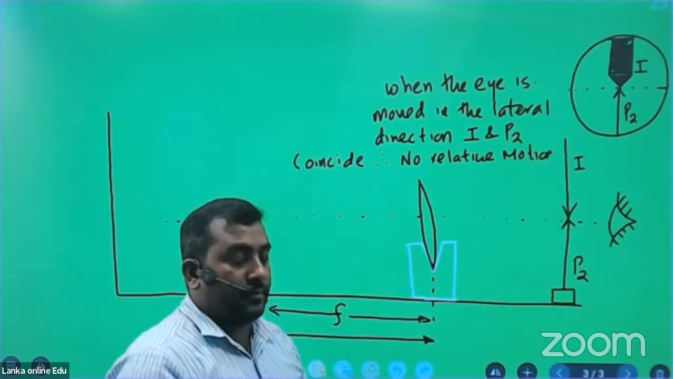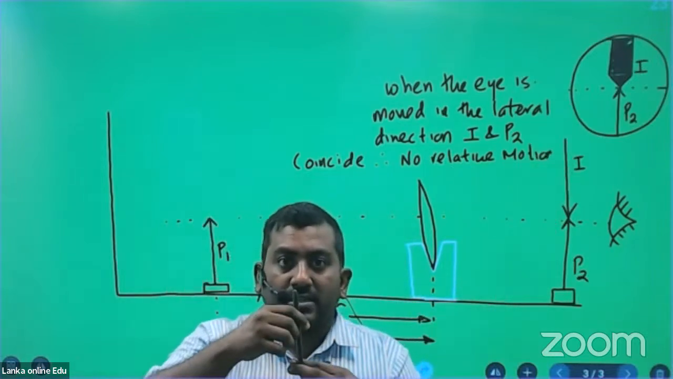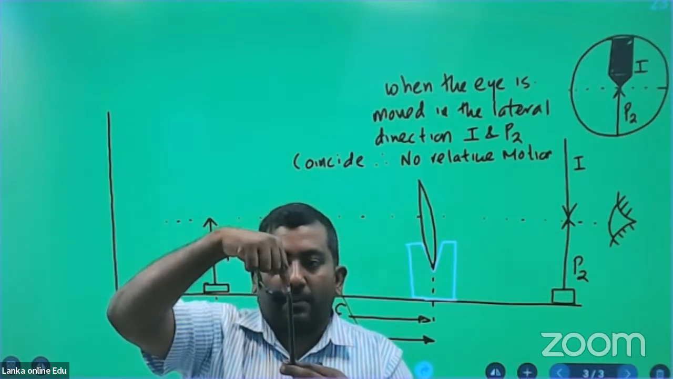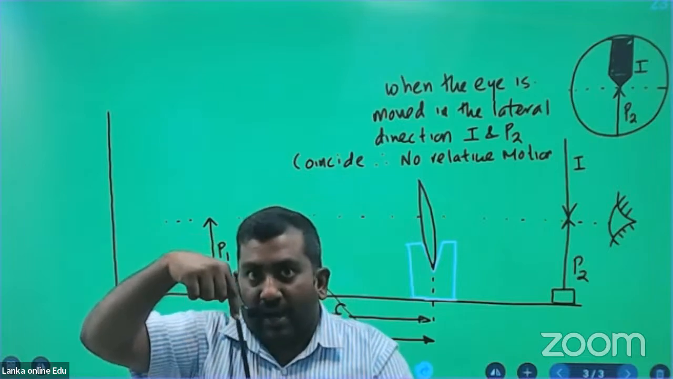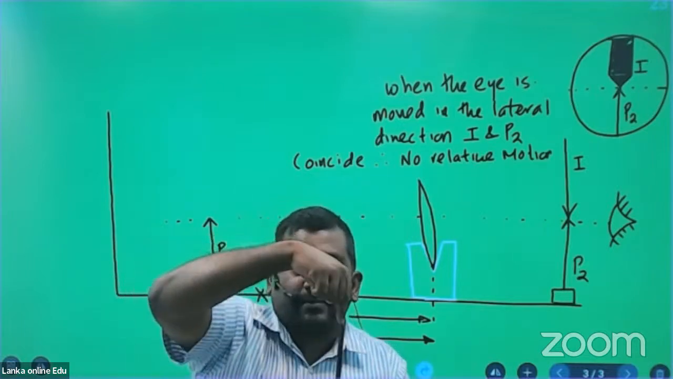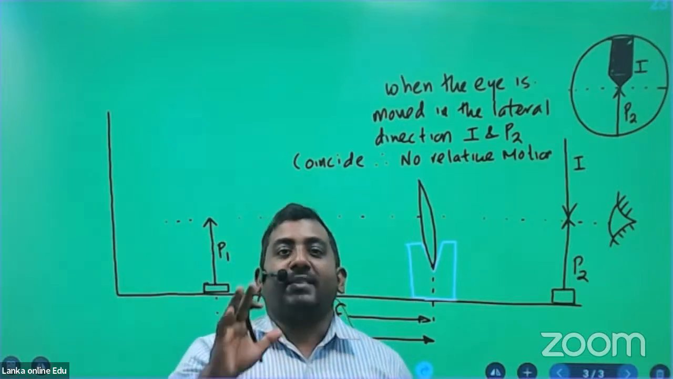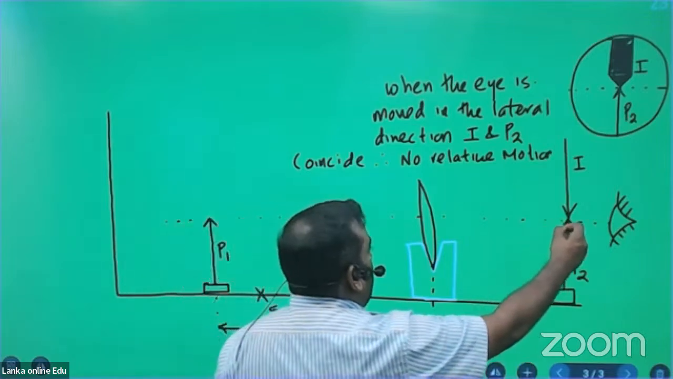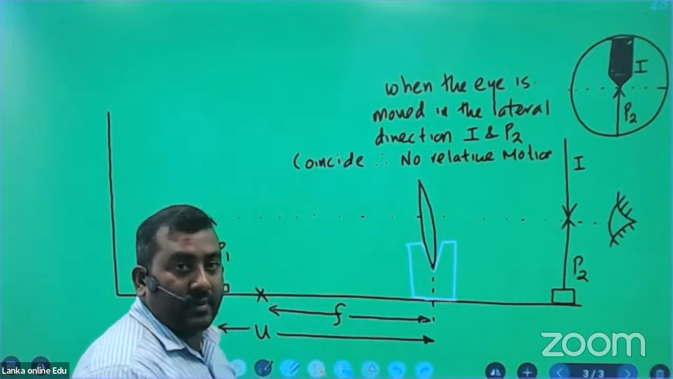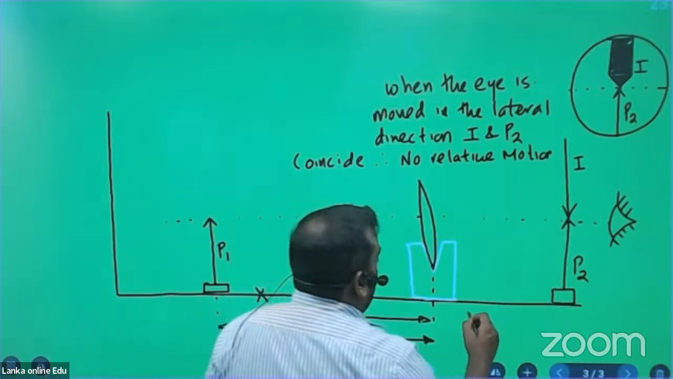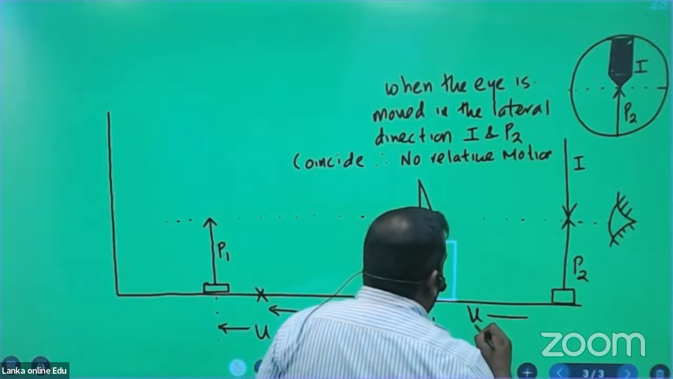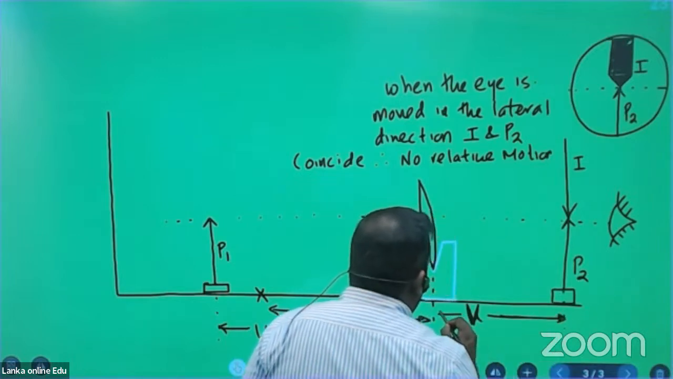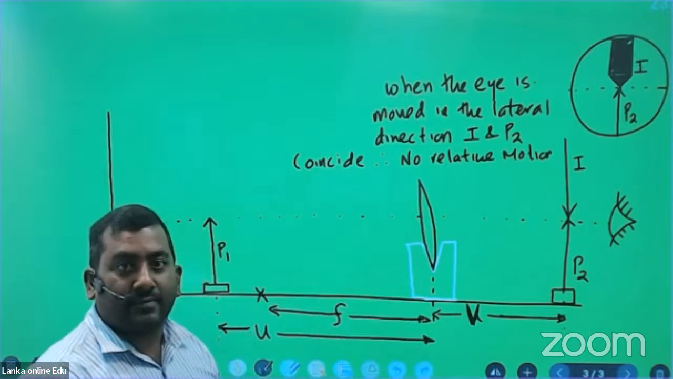Now the image and the pin, P2, when I move my eye laterally, they move together. The moment they move together, we say they are coinciding with each other. Now what can you do? Now you can find the image distance.